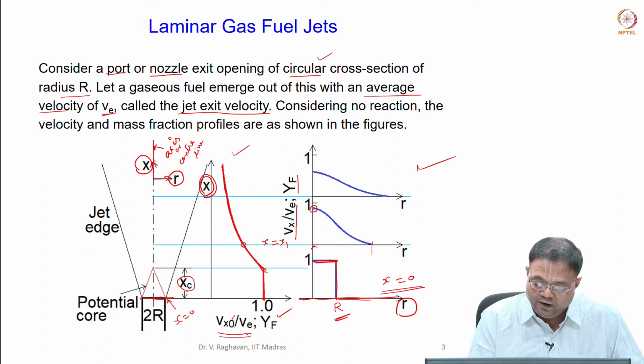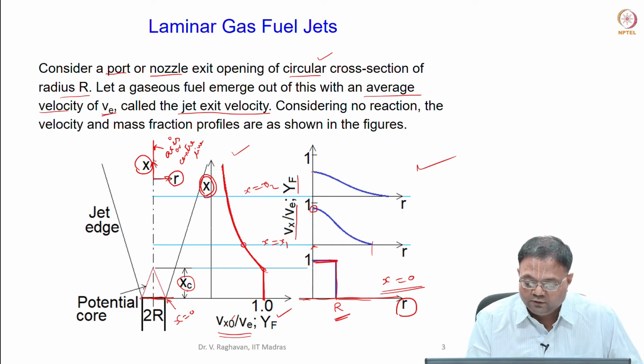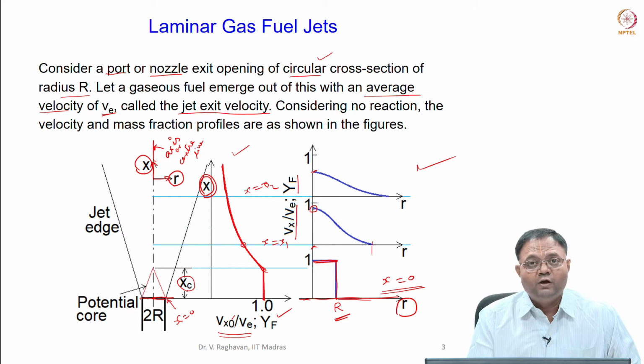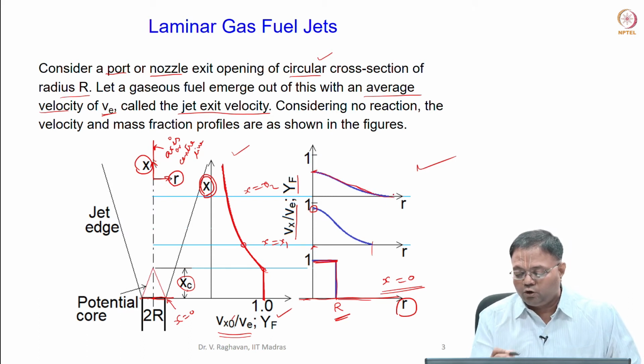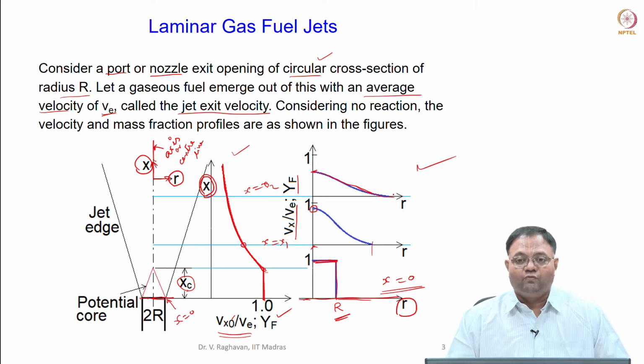When you take another higher location, x equal to x2, you get a similar type of profile, but the values are different. More decay has happened to both Vx by Ve at the center line as well as Yf at the center line. Starting with that as the maximum value, it again decays, and it takes a somewhat longer radial distance to go to 0 value. So, these are the radial profiles.